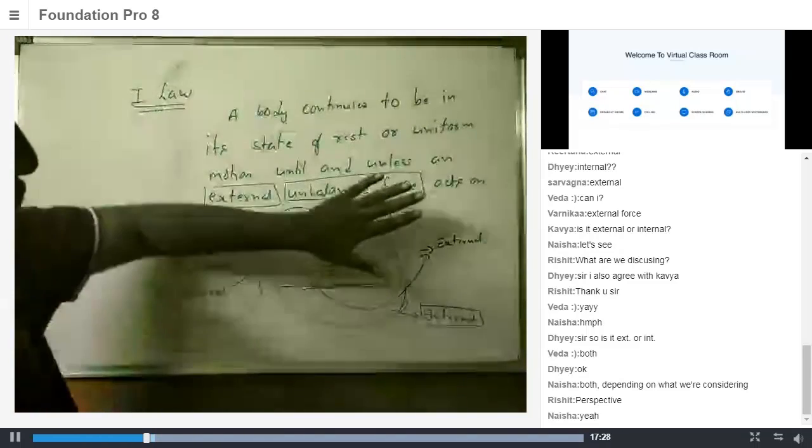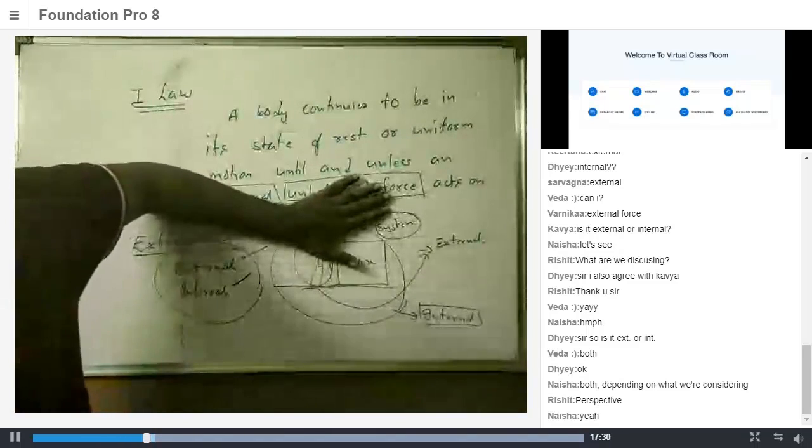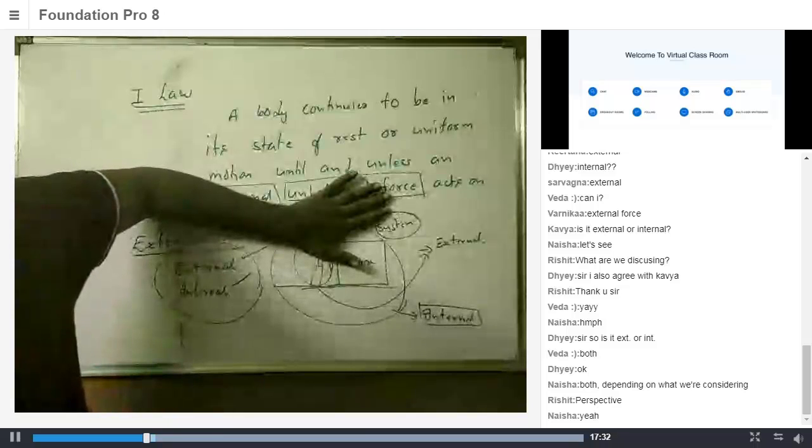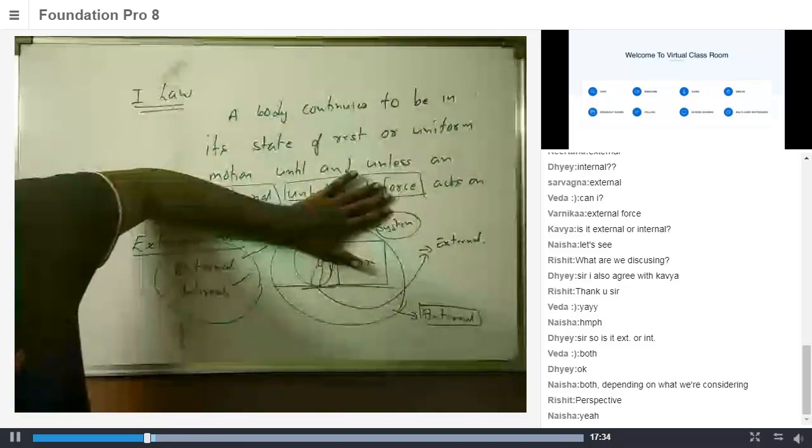Let me give you another example. So let's say I push this board like this. I'm pushing this board. So the force applied by me on the board, is it external or internal?